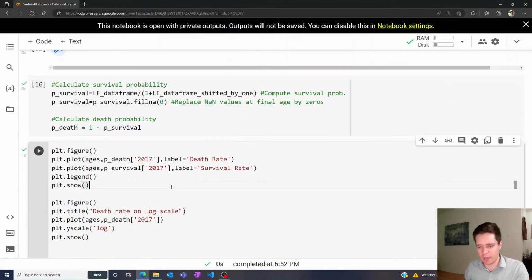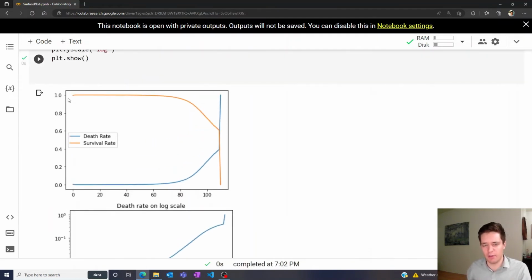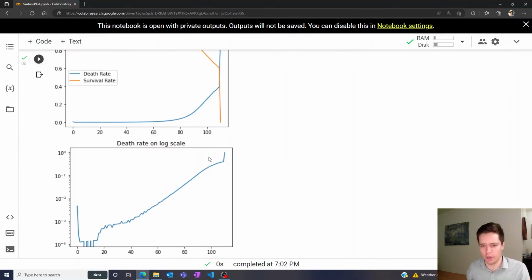So now let's just plot the data for 2017 to see how it looks. We can see that the survival rate is very high generally, and then it decreases as you get older, and the death rate is very low in the beginning and then increases as you get older here. And plotting the death rate on a log scale is maybe a bit more informative. We can see that there actually is a certain amount of infant mortality right here.